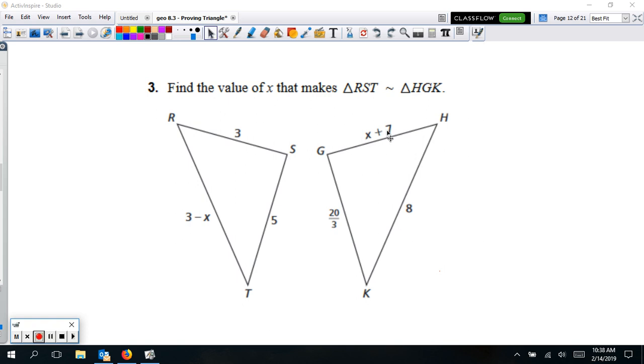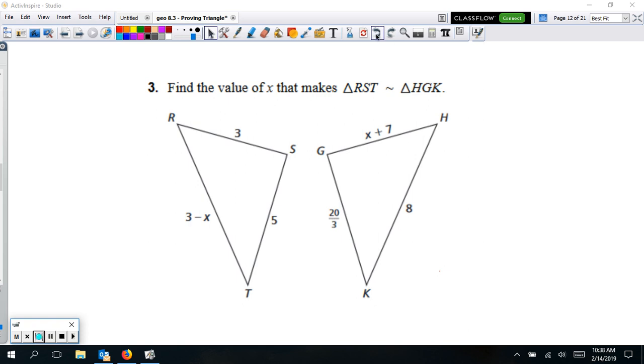So we have one with x plus 7, that's GH. GH is going to be corresponding to SR, that would be the 3 here. The other one we might want to use would be ST. So ST and the GK one, that would be over here. Those are just numbers, so these two numbers are going to correspond. So you wouldn't use 5 with 8, you'd use 5 with this 20 over 3.